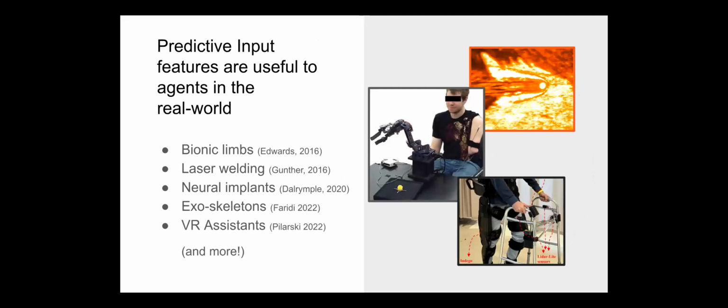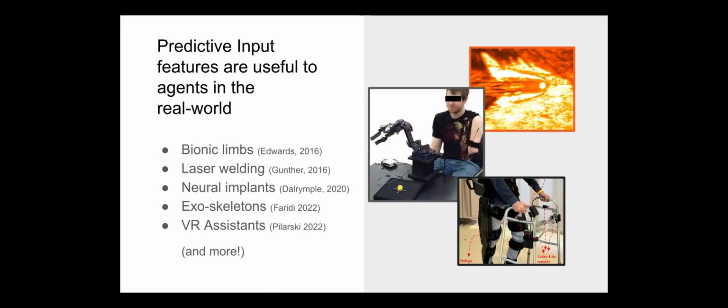Going back to 2016, you had bionic limb control interfaces for amputees that are using assistive robotics. You've got industrial laser welding processes that are integrating these GVFs into their control policies. Neural implants for decerebrate cats. Exoskeletons is also a really interesting new line of work, building control interfaces for exoskeletons, and the development of VR assistance for human-machine collaboration on joint action tasks. So there's a wealth of different lines of work that have really benefited from this idea of predictive input features.